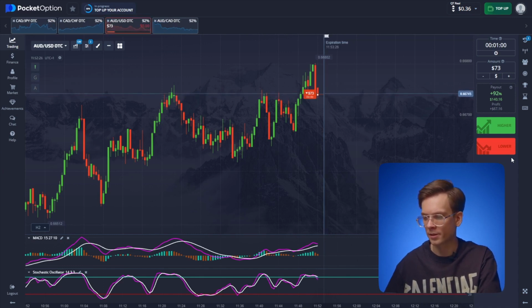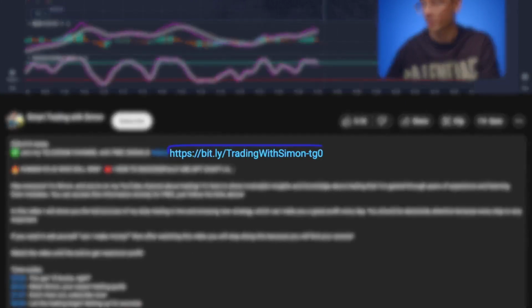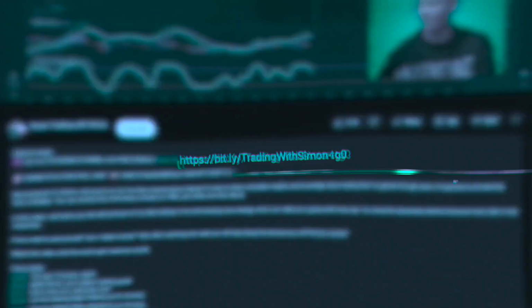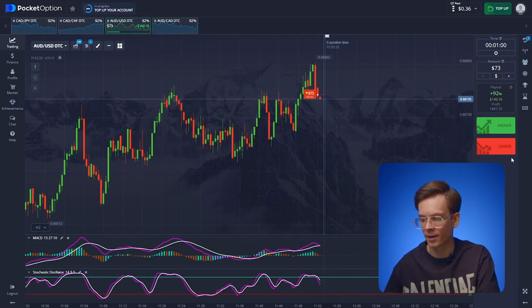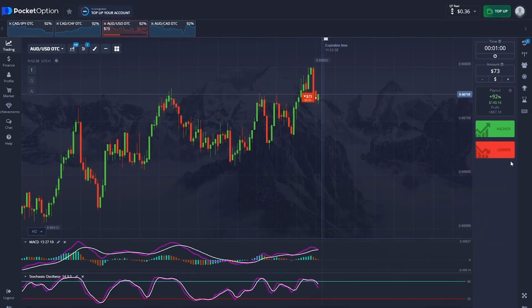I've discussed similar market scenarios with my Telegram subscribers recently. They know to keep an eye on how the chart behaves near the resistance zone and how the stochastic indicates bullish support.